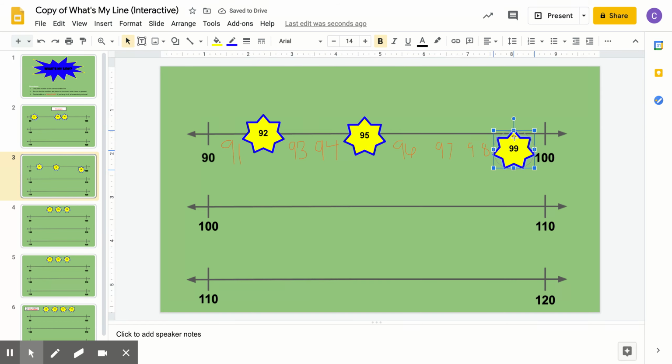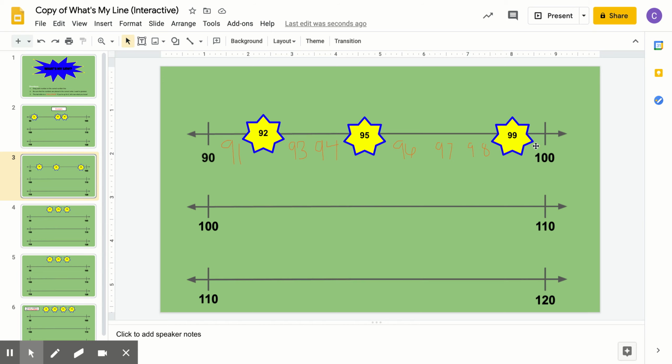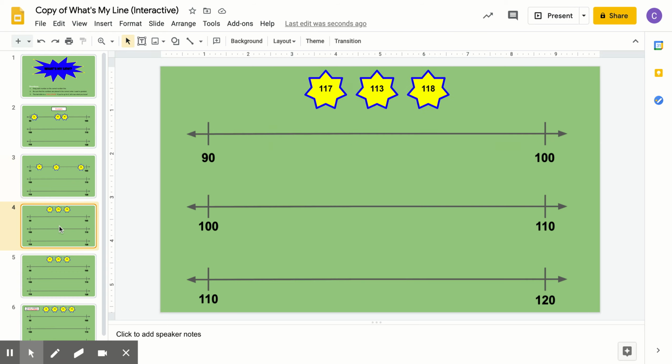And we know that it's from least to greatest, right? We know that 92 is the least number. It's the smaller number out of 95 and 99, and 99 is the greatest number. So 95 goes in between 92 and 99. Okay, let's do this one.